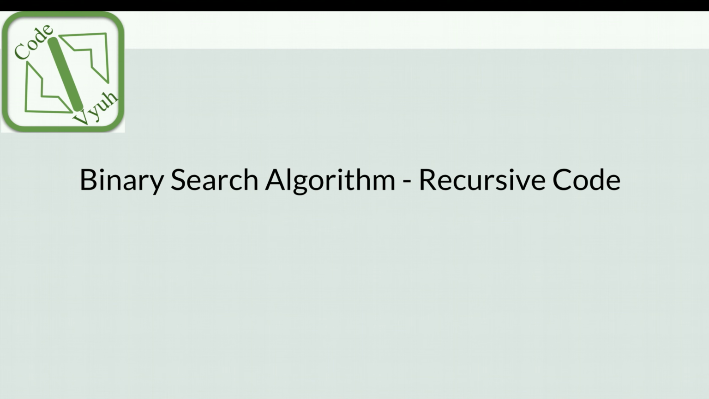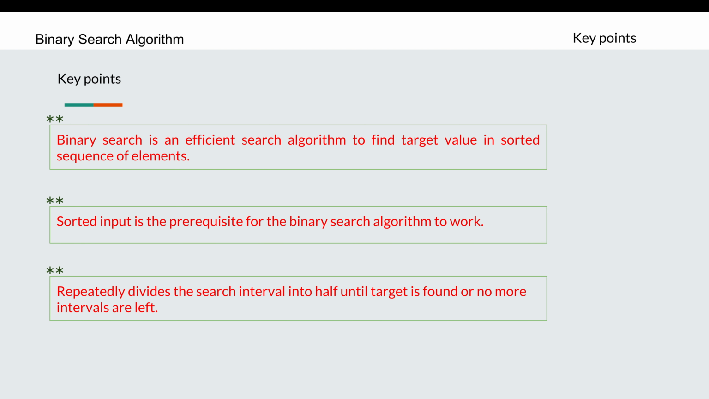Before moving on to the coding, I would like to share important points on the binary search algorithm, and they are: binary search is an efficient search algorithm to find a target value in a sorted sequence of elements, and sorted input is the prerequisite for the binary search algorithm to work. Binary search algorithm repeatedly divides the search interval in half until the target is found or no more intervals are left. Again, all these points are already discussed in part 1 of the binary search algorithm video. If you have not watched it, please go ahead and watch it. The link is provided in the video description.